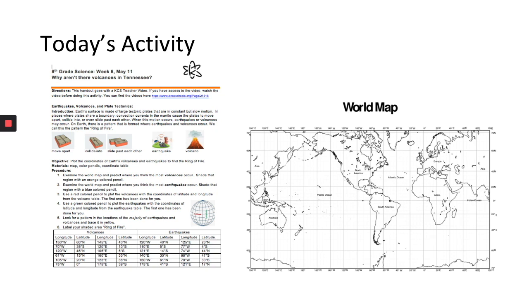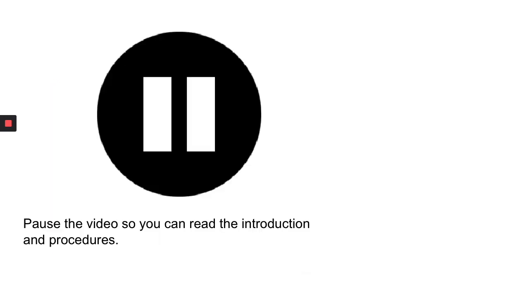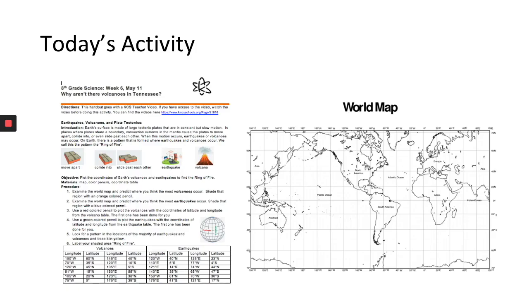In your packet, turn to the science section and find the first page for today's activity. Pause the video and read the introduction and procedures. Now that you've finished reading today's introduction and procedures, let's take a look at step 1 and 2.